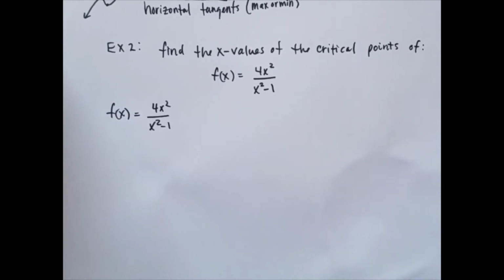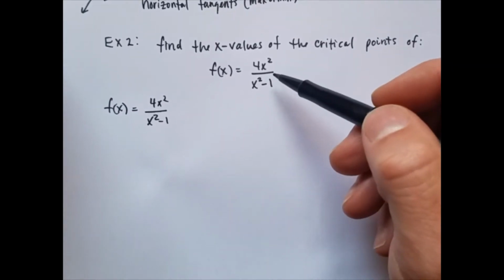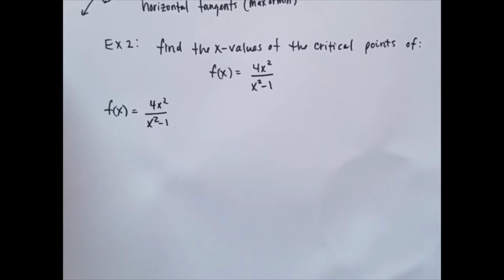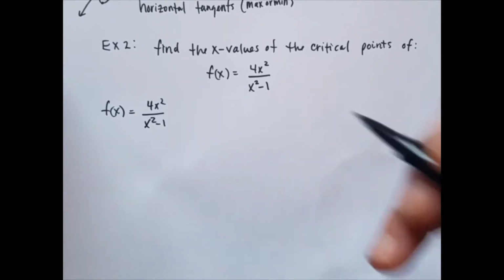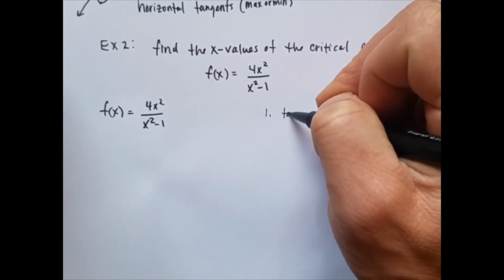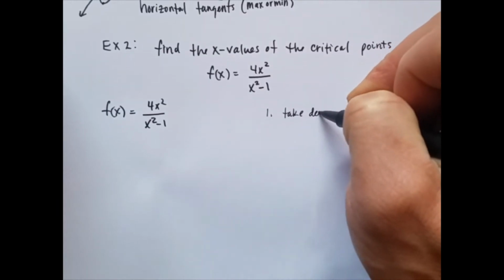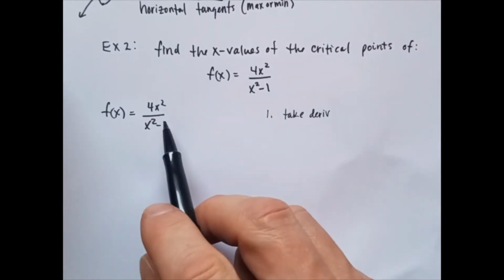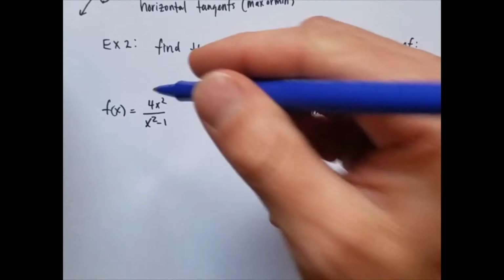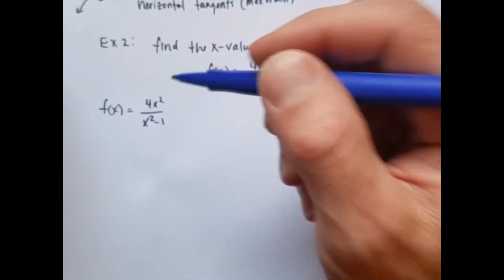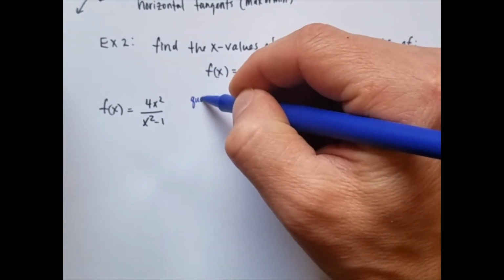Okay, example 2 is going to be a rational function where I actually have a fraction, and we're going to find the critical points of that. So step 1 is going to be exactly the same. Step 1 is going to be to take the derivative. Now in this case, I'm going to make an annotation to myself, because in order to take the derivative of this, I look and see, okay, this is a fraction, that means I need to use the quotient rule.